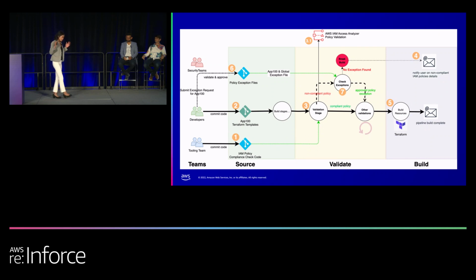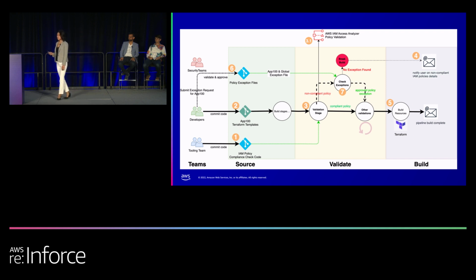Now, let's come back to this diagram and take a look at what we're doing in this demo. Step one, I already completed as part of my environment setup, where I committed the source code of the IAM policy compliance check tool to my AWS CodeCommit source code repository. Now in the demo, I am a developer. I'm going to commit a Terraform template to AWS CodeCommit. The pipeline detects a change and then begins step three, the validation stage. In the validation stage, again, it invokes the IAM policy compliance check tool.